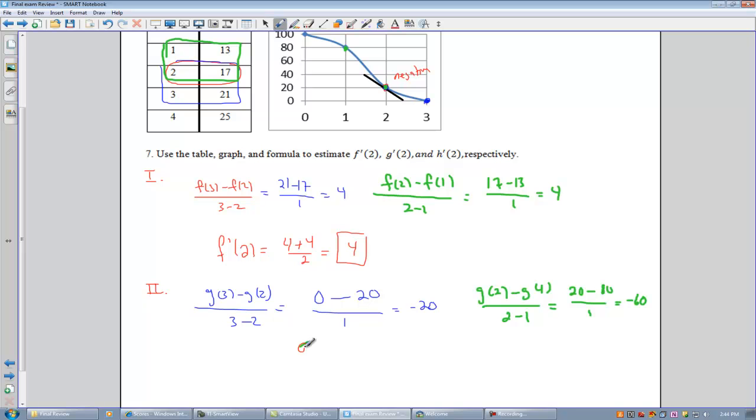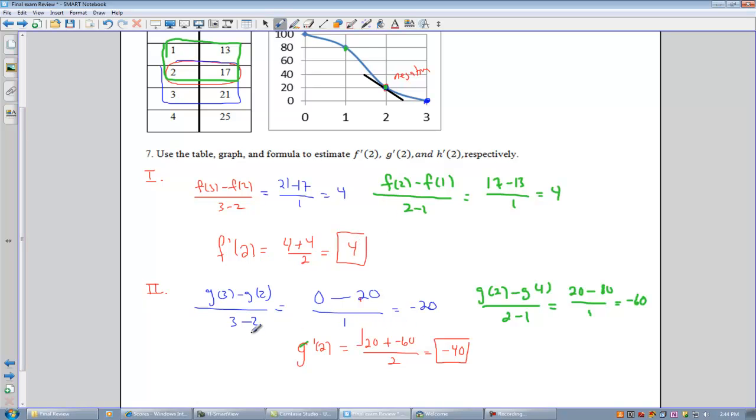And so to get a better approximation of g prime of 2, which is saying what is the rate of change, how is the function changing at 2, what I can do is add these 2 numbers together, negative 20 plus negative 60, and divide by 2. And so that's equal to negative 40. All right, so every time I seem to increase by 1 unit on the input, I seem to decrease by 40 on the output. Right? And the negative means I'm going down. The positive means I'm going up.